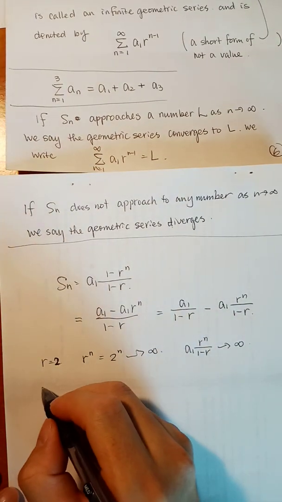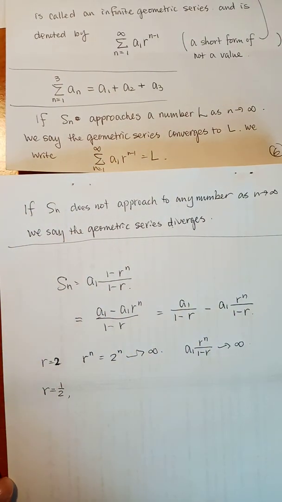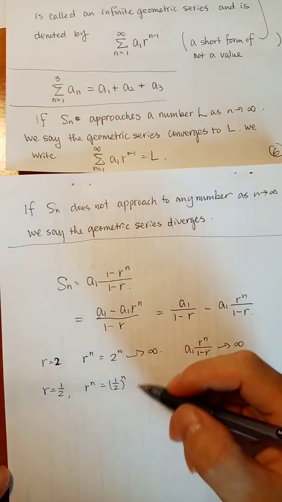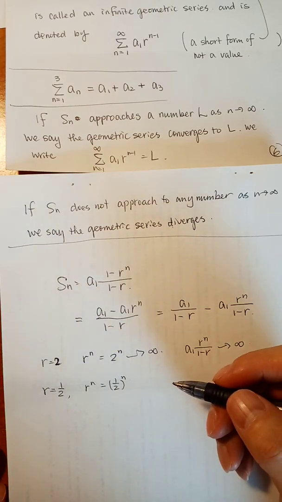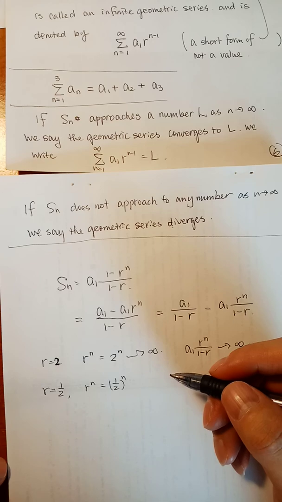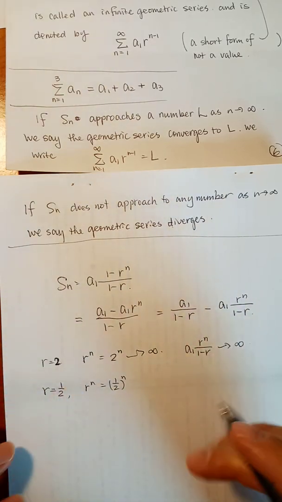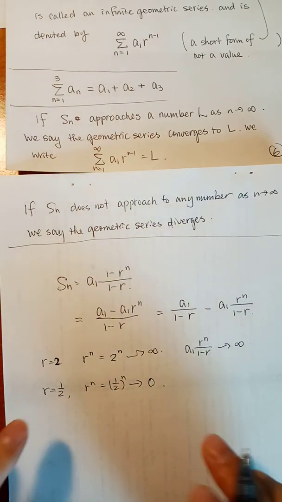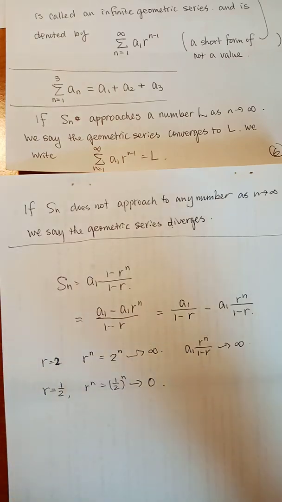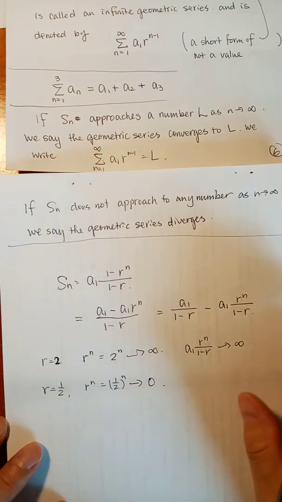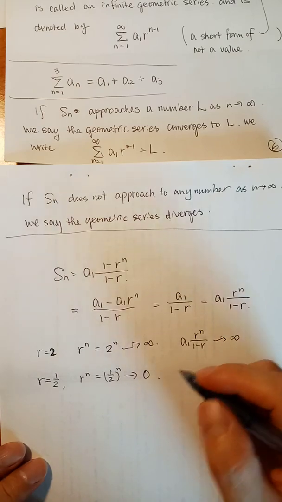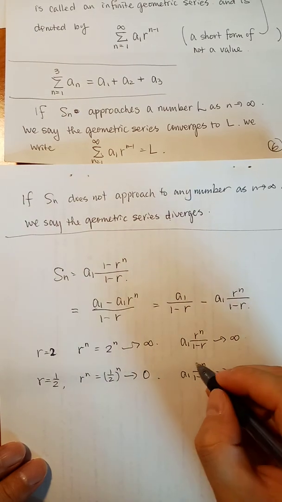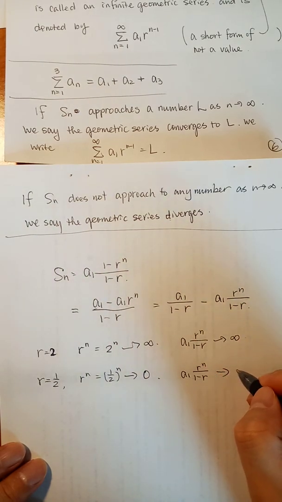Right? If r is 1/2, then r to the n is 1/2 to the n. You check: 1/2 squared is 1 over 4, 1/2 cubed is 1 over 8, 1/2 to the 4 is 1 over 16. So it becomes smaller and smaller, so technically it approaches 0. Whenever you have a number whose absolute value is less than 1 and you take a high power, you shrink the value. So a1 times r to the n over 1 minus r, this part approaches 0, times a1, it also approaches 0.